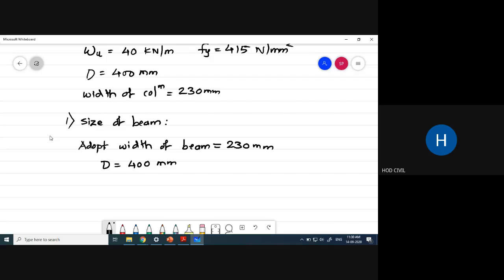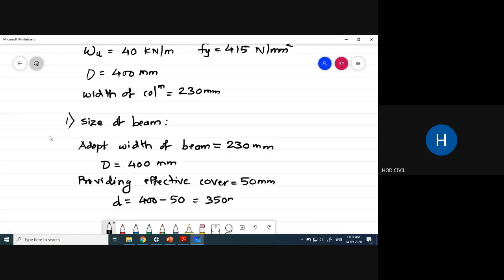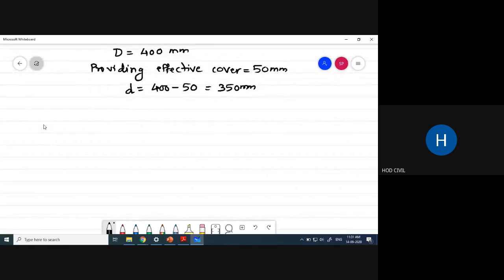So we have to provide the cover now. Let us provide effective cover as 50 mm. Okay, we have assumed that the cover is 50 mm. So what is the effective depth now? Effective depth of the beam d will be 400 minus 50. So we are getting 350 mm as the effective depth of the beam.